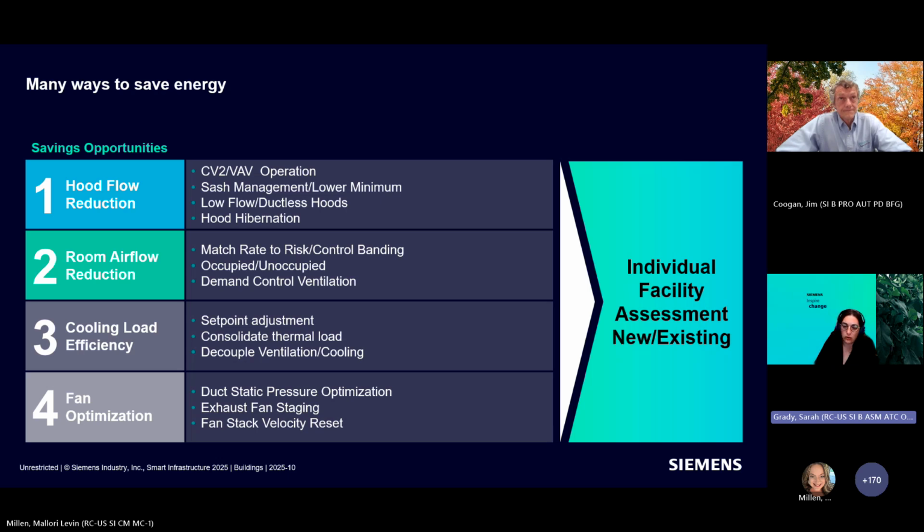Finally, we're going to look at cooling load efficiency. Can we look at set points? Can we decouple our ventilation from our cooling for high cooling loads? And then fan optimization is really that last tier, but that's things such as static pressure optimization, exhaust fan staging, and then fan stack reset, things along those lines.